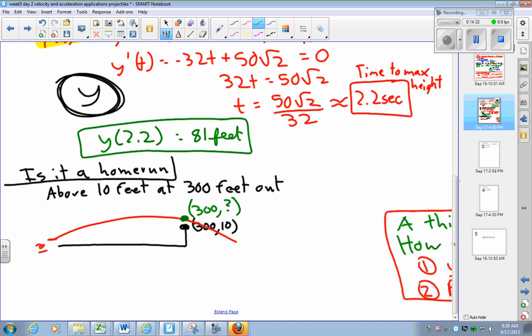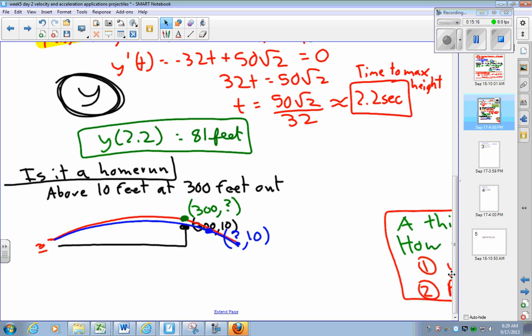Okay? If I'm above 10, I hit it. If I'm below 10, I didn't hit it. Okay? Another way to do it is you could ask yourself, when you hit it, when I'm at 10 feet high, what is my x value? Now, if my x value is less than 300, I didn't hit a home run. If my x value is more than 300, I did hit a home run. So you can kind of solve this problem two ways. At 300 feet on the x, how high am I? Or you could say, when I'm 10 feet on the y, how far am I?